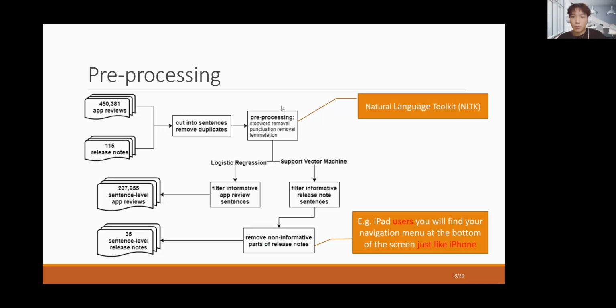Our dataset was pre-processed by means of four steps. We first cut the reviews and release notes into sentences and removed the duplicate release note sentences. Then the Natural Language Toolkit was applied to pre-process the data. Then we applied logistic regression and linear support vector machine, respectively, to filter informative app review sentences and release note sentences. Finally, we removed non-informative parts of the release notes, because our pilot study shows that removing non-informative parts of the release notes can significantly improve the hit ratio of the machine, which is our next step.